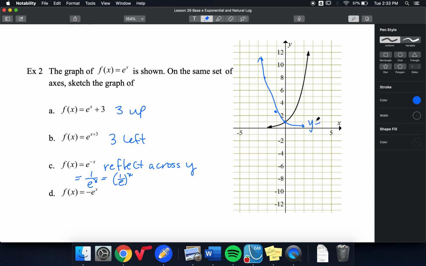That's going to be e to the negative x. Negative e to the x, that's going to reflect across the x-axis. So I'll leave you to graph those. You can check them on your calculator.